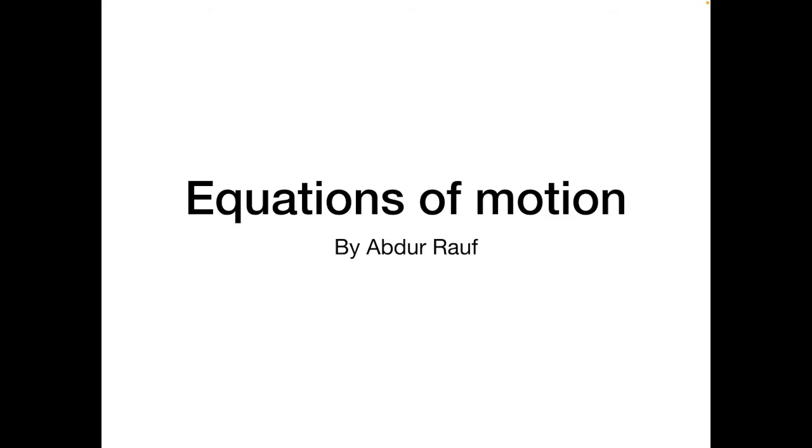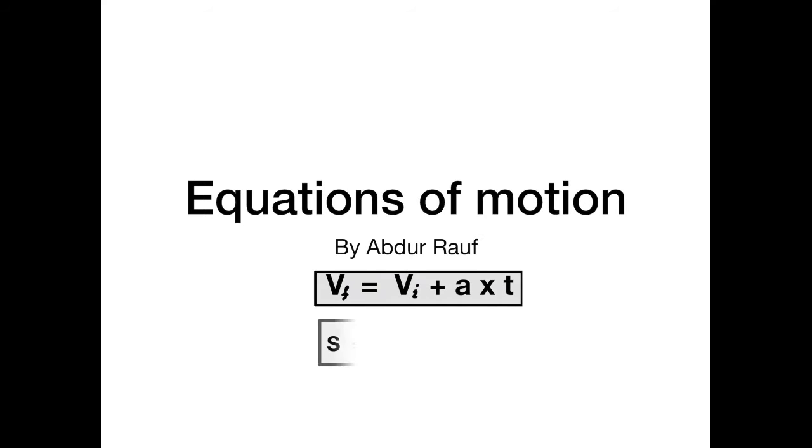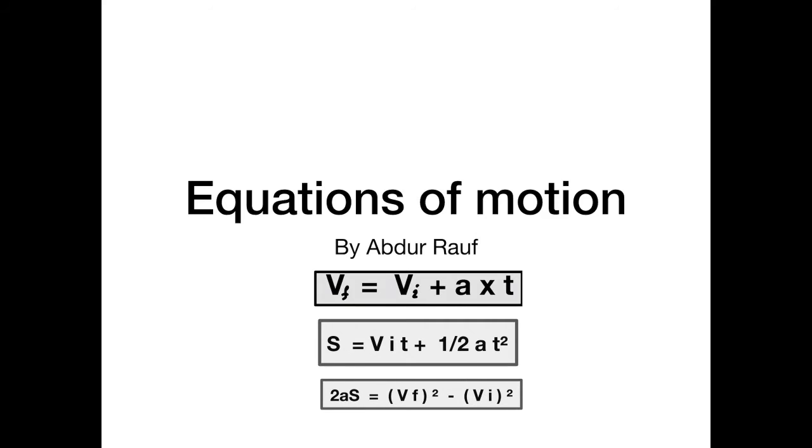As you know, there are three equations of motion. The first equation of motion is Vf equals Vi plus At. This is also written in some books as V equals U plus At. The second equation of motion is Vi plus half At square, and the third equation of motion is Vf square minus Vi square.